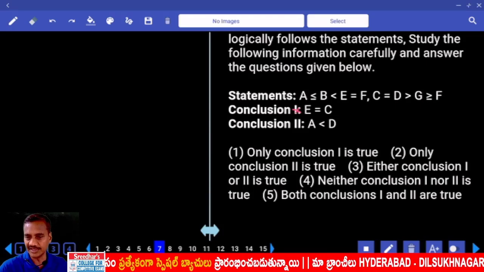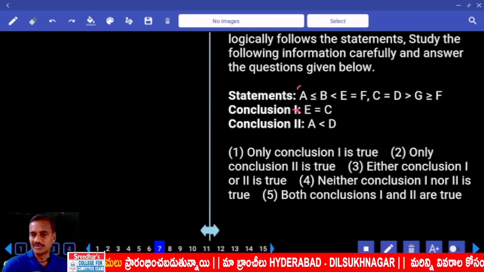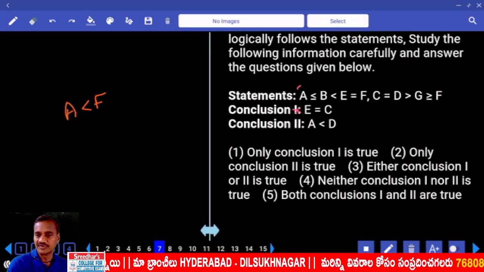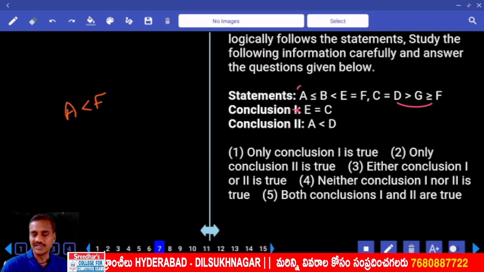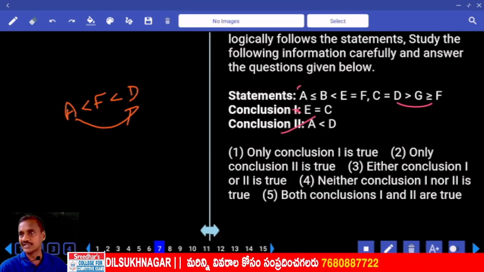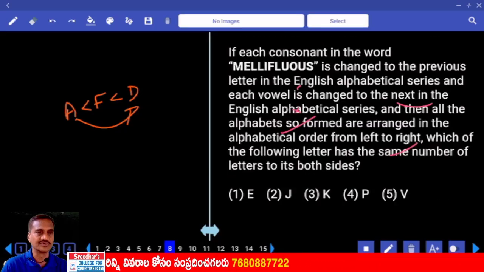Then A and D. A is here, D is here. Which element is common? F. A to F, A is lesser than F. And at the same time D to F, D is greater than F, which means F is lesser than D. Hence A is lesser than F, which is lesser than D, so A is lesser than D. Only two follows. Choice 2 for question number 7.